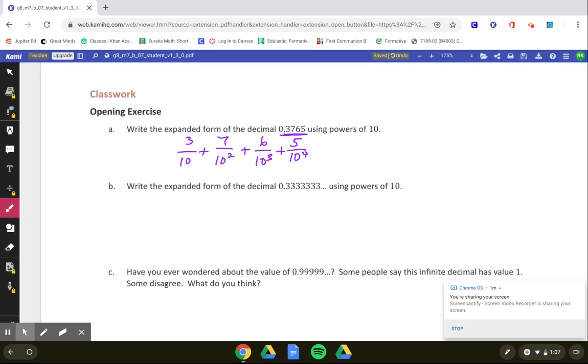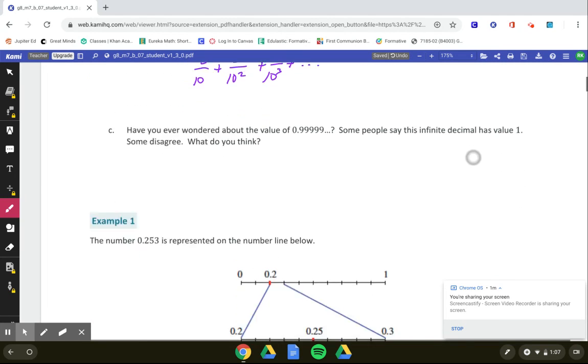Part B says to do the same thing for the decimal 0.3 repeating. So we would start 3 over 10 plus 3 over 10 squared plus 3 over 10 to the third. And now the problem with this is if we were to keep doing this, we'd have to go on forever because it's a repeating decimal. So in this case, we're going to denote that by just putting a plus sign and 3 little periods, which is called an ellipsis, which means and continuing on. So again, just to see that connection here of how we break these numbers down.